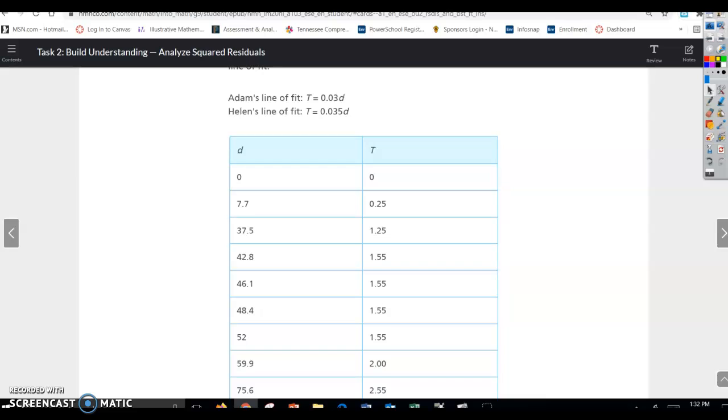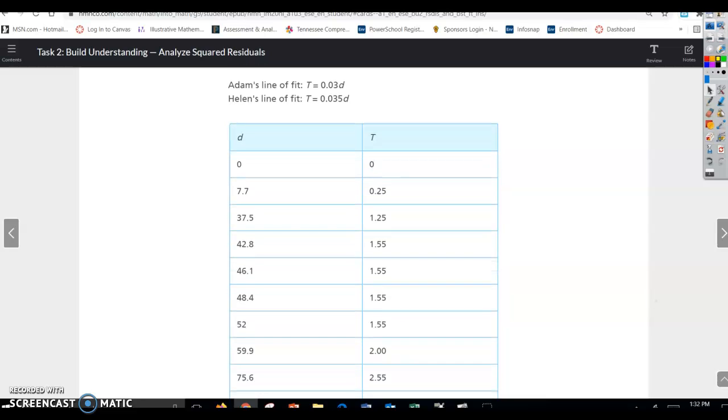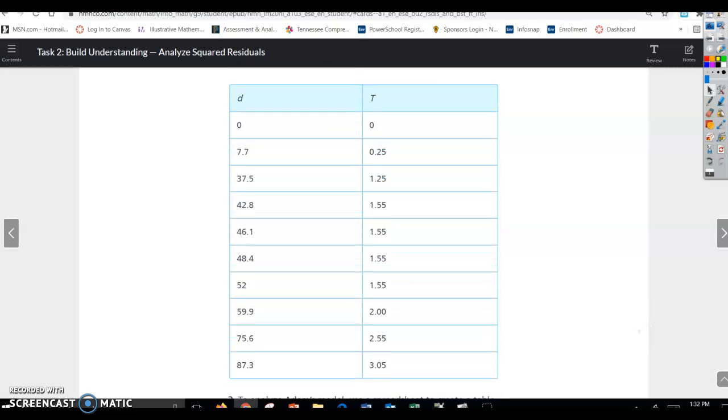All right, Adam's line of fit, T equals 0.03D, and Helen's 0.35D. So just looking at those equations, I'm going to guess ahead of time that Helen's is better because hers has more decimal places. So usually the more decimal places, the better it's going to be, as far as rounding goes.